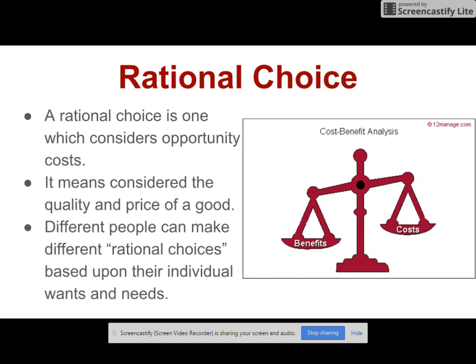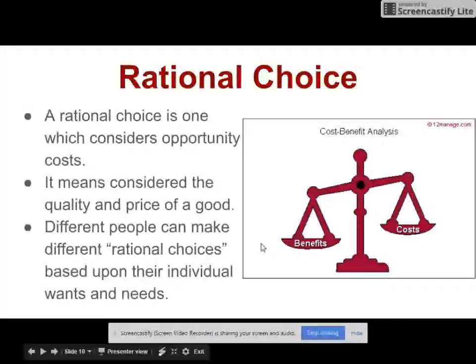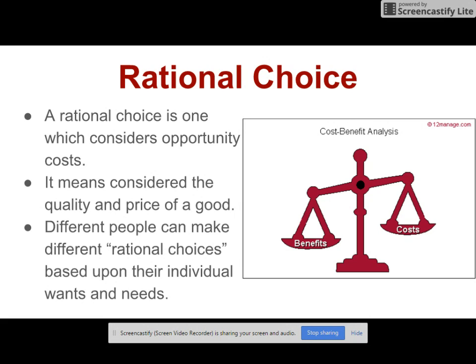So we have to make rational choices. A rational choice is the opposite of an impulse choice. A rational choice is one in which you consider your opportunity costs. You look at an item and you say, I can buy this, but if I do, I can't get that. Which one do I really want? That's a rational choice. You're going to come to a decision based upon thinking it through. It's not standing at the checkout line at the grocery store and grabbing the candy bar because it's there and not really thinking about it.